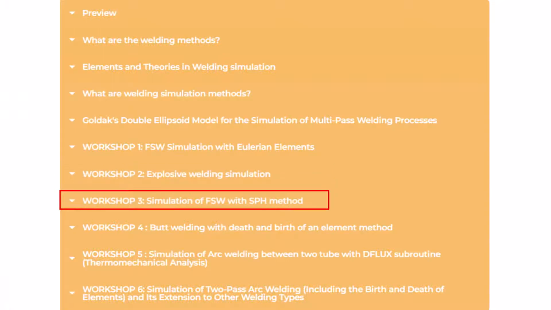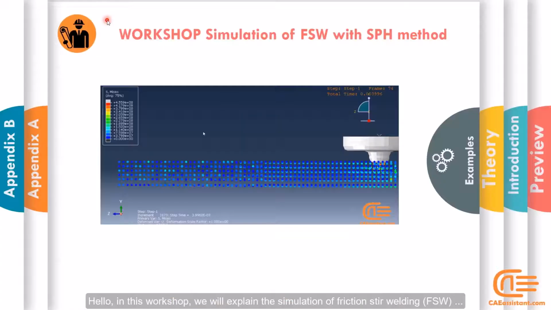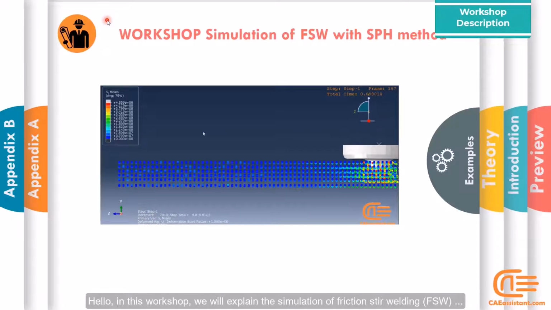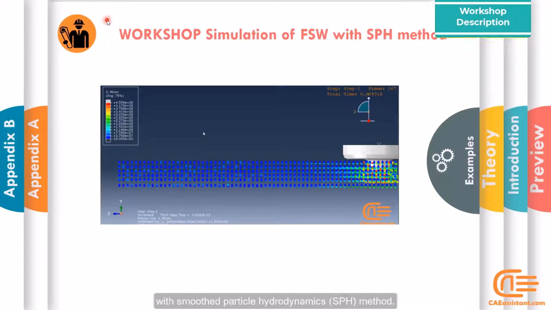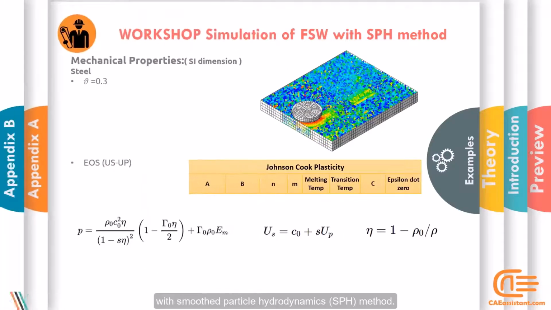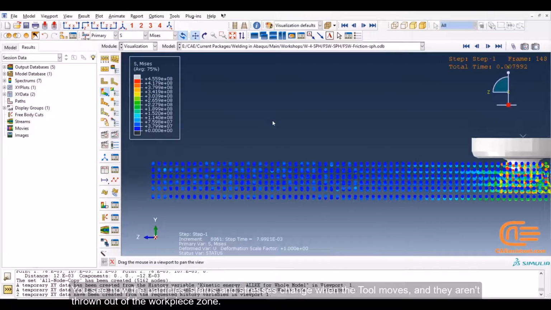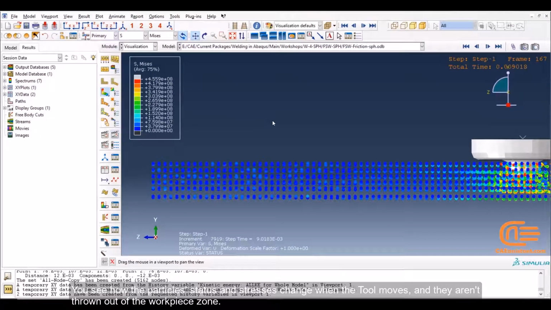What do you think we covered in the third workshop? In this workshop, we will explain the simulation of friction stir welding (FSW) with smoothed particle hydrodynamics (SPH) method. The USUP equation of state determines the pressure in a shock compressed solid. You see how the particle's status and stresses change when the tool moves, and they aren't thrown out of the workpiece zone.